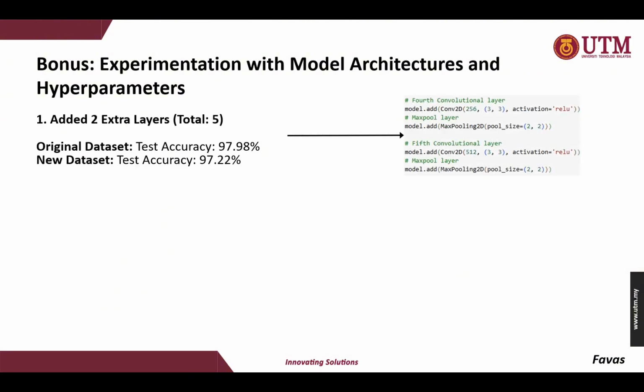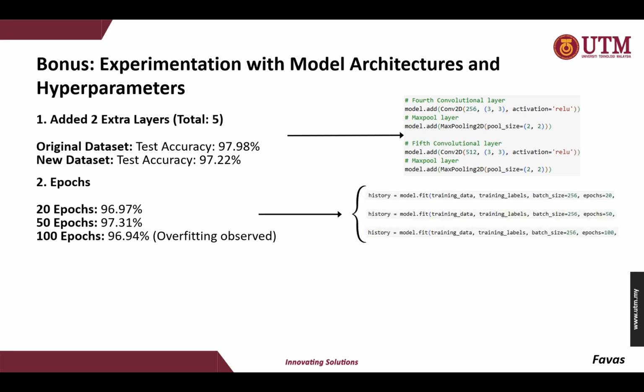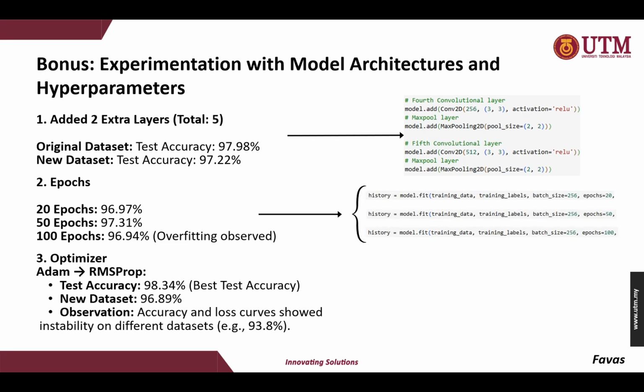Experimentation with model architectures and hyperparameters showed mixed results. Adding 2 extra layers slightly decreased the test accuracy, while varying the number of epochs resulted in minimal changes, with overfitting observed at higher epochs. Switching the optimizer from Adam to RMSprop improved test accuracy, but introduced instability across different datasets, highlighting the need for careful optimization to maintain model stability.